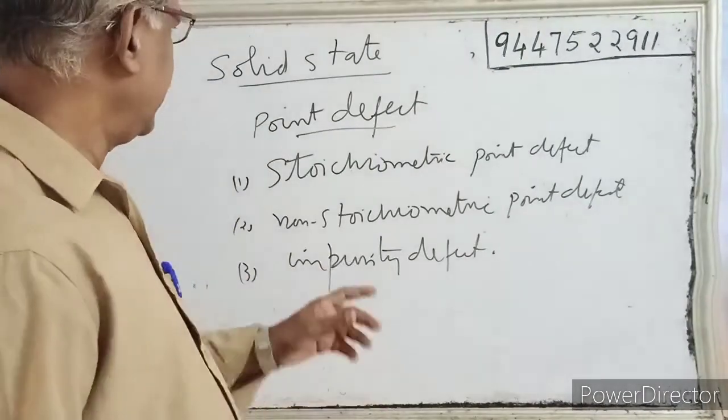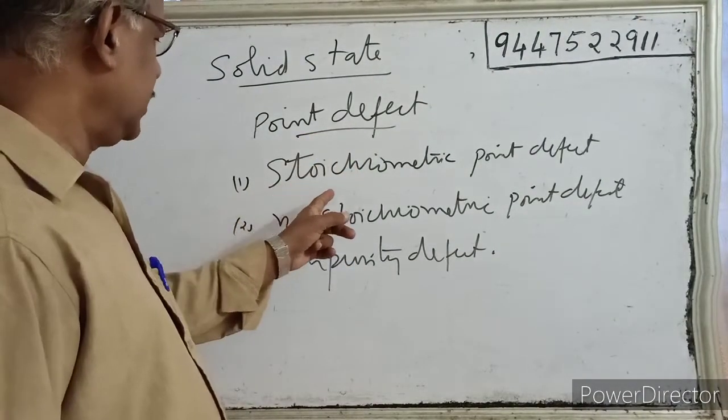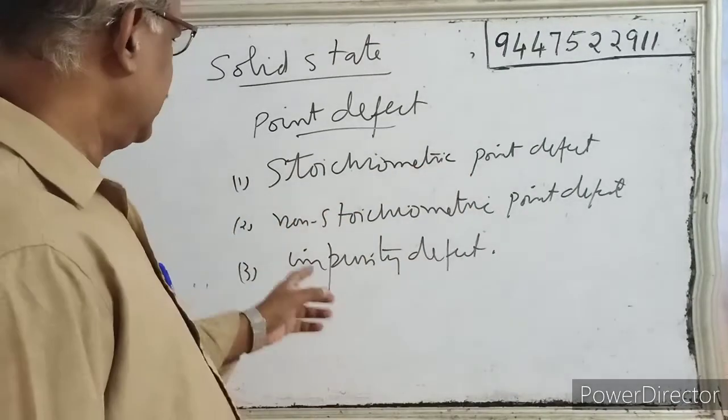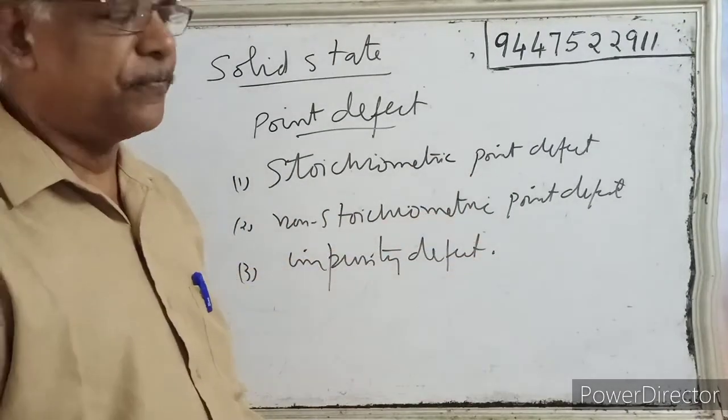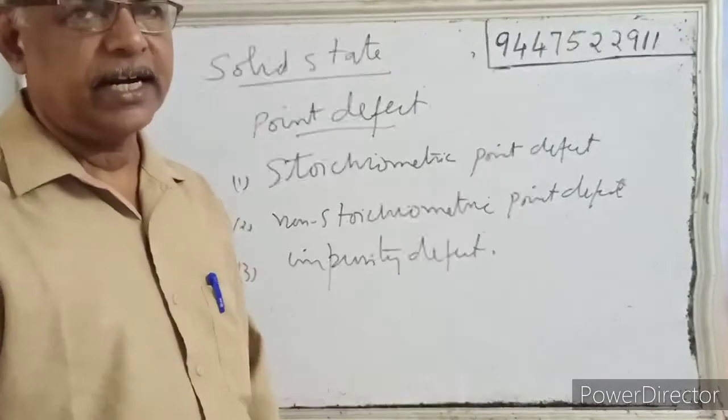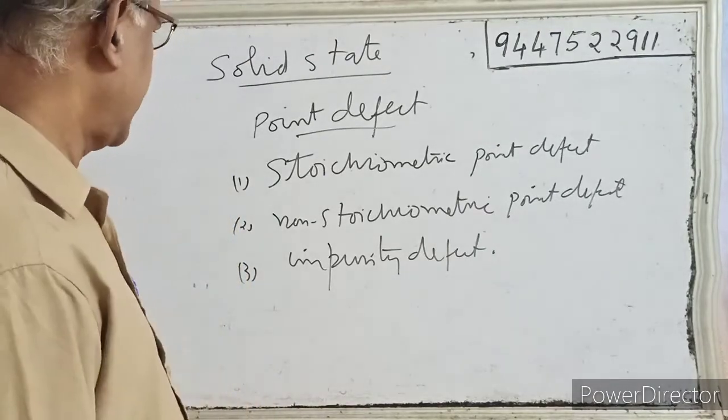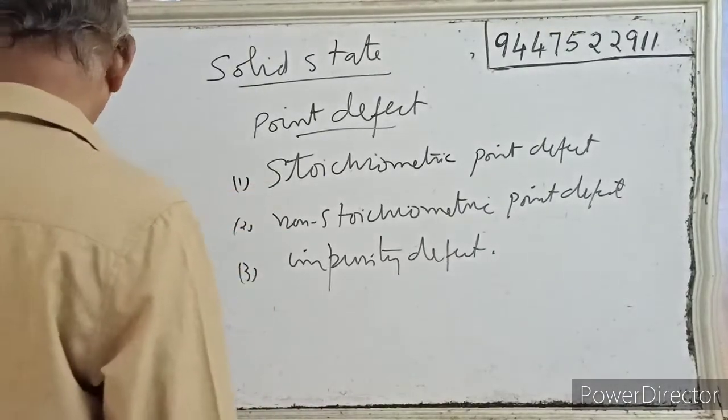The defects are classified. Point defects are classified into three: one is stoichiometric point defect, two non-stoichiometric point defect, and three impurity defect. Three types of defects. So first you have to study what is stoichiometric point defect.